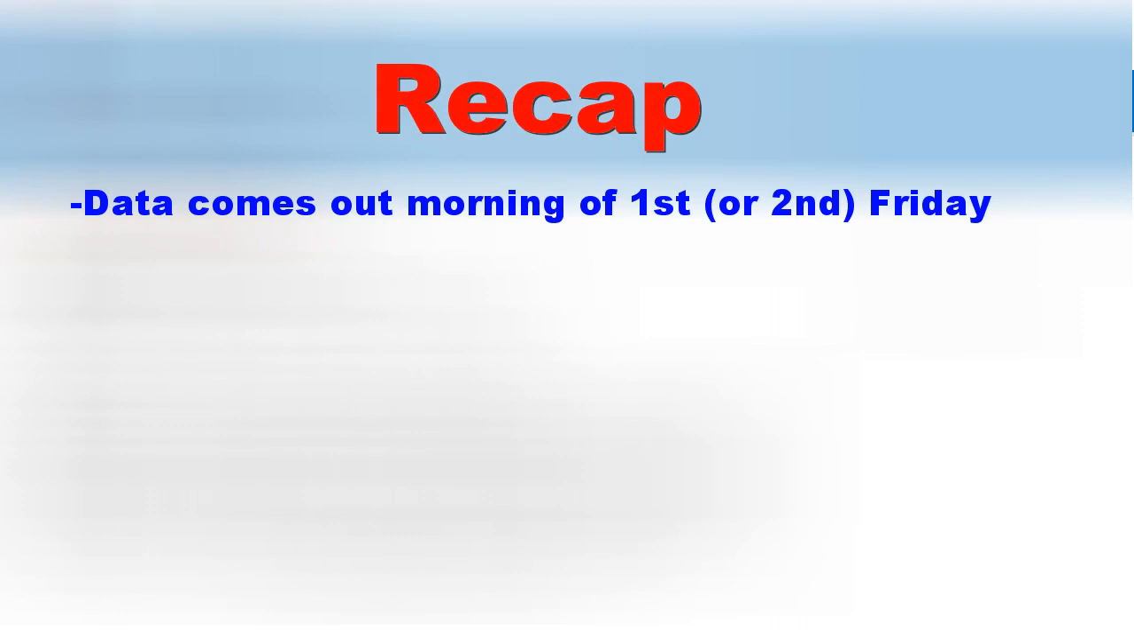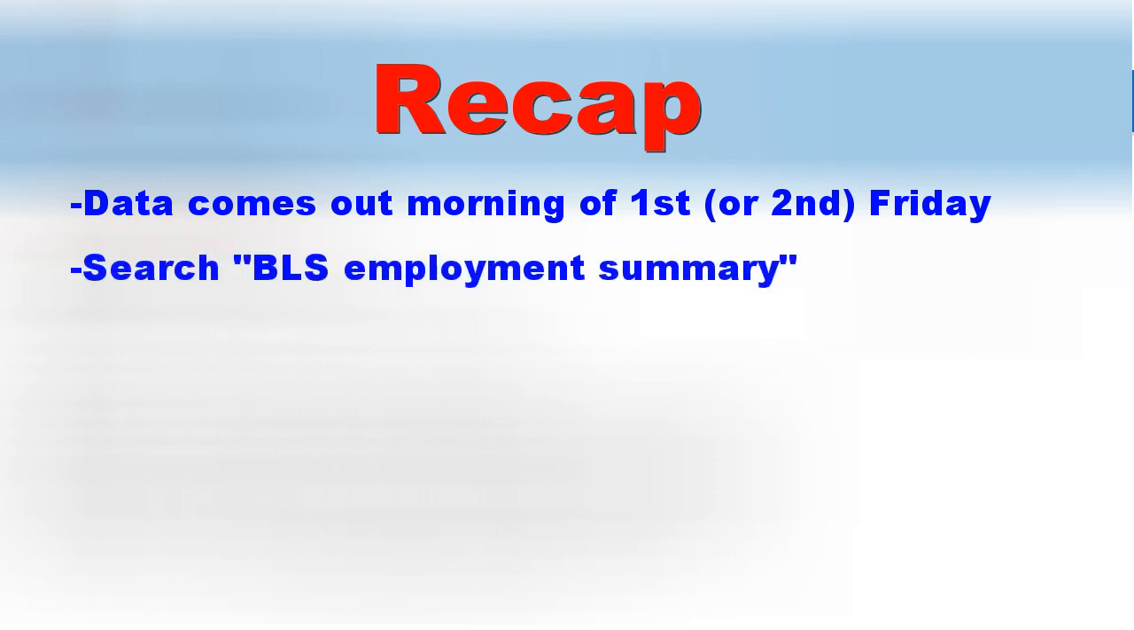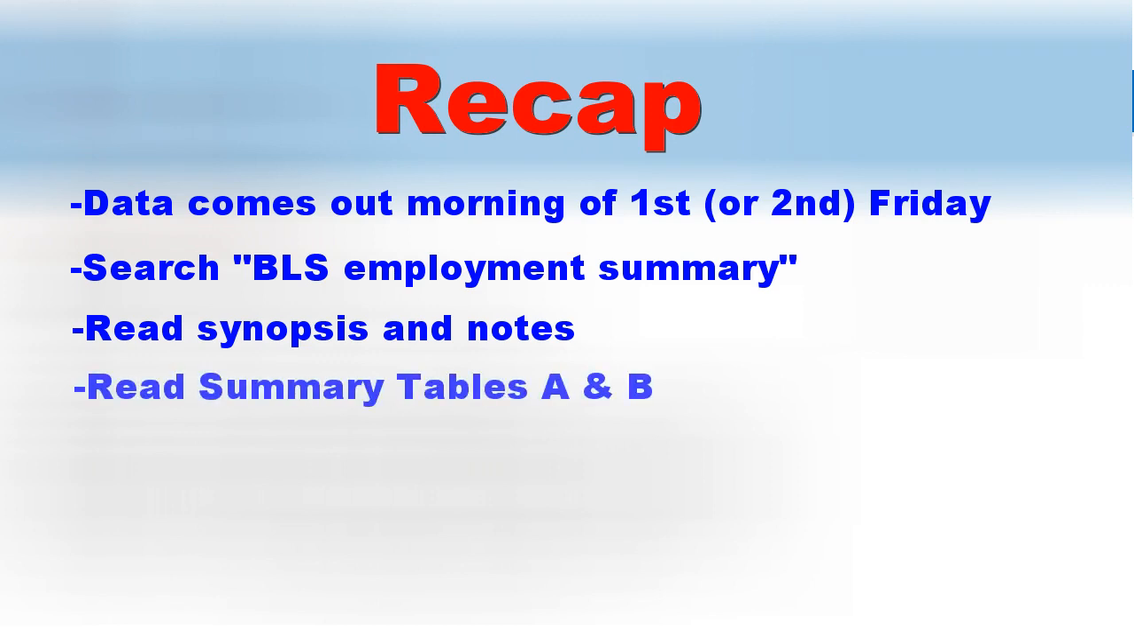So to recap, the BLS publishes their employment data every month, normally on the morning of the first Friday, but sometimes it'll be on the second Friday. To access this data, just type in BLS Employment Summary into your search engine, and that'll bring you right there. You'll want to read the synopsis as well as look for any notes at the bottom. Remember, in the last report, if we failed to do that, we wouldn't have seen that important note about significantly undercounting the unemployed by as much as perhaps 5%. Then you want to take a look at Summary Table A and Summary Table B, and then also take a look at tables A-14, 15, and 16.